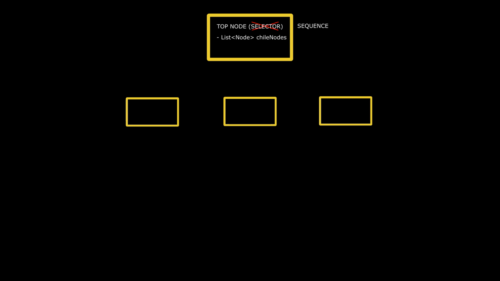Now let's take a look at the sequence node. This node will also evaluate its child nodes one after another, but in the case of the sequence, when the first node is a success, we don't automatically make the whole sequence a success, but we go to the next node. If the next node is a failure, then the whole node is a failure and we don't have to evaluate any more nodes. The sequence node is a success only when all of the child nodes are a success.